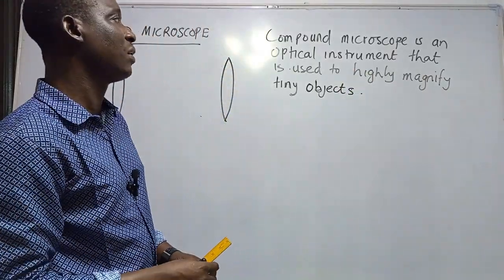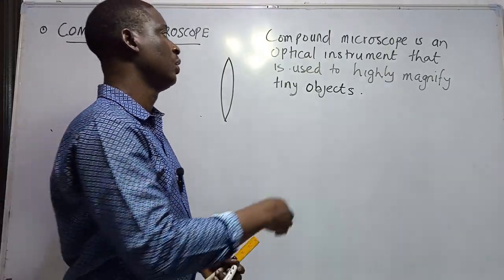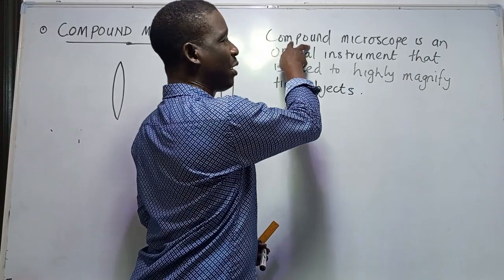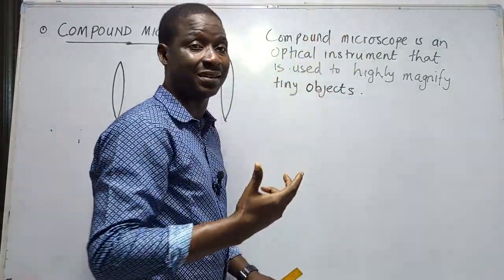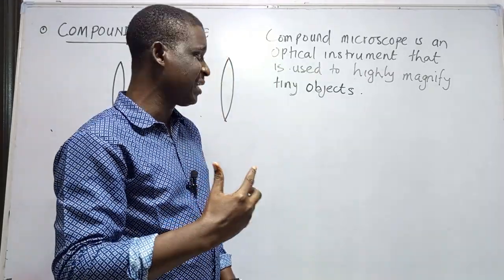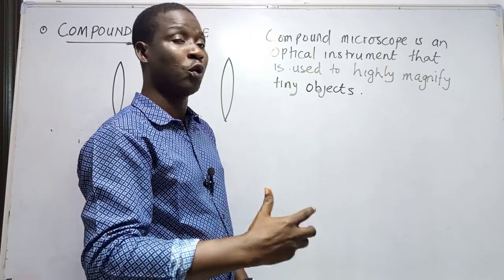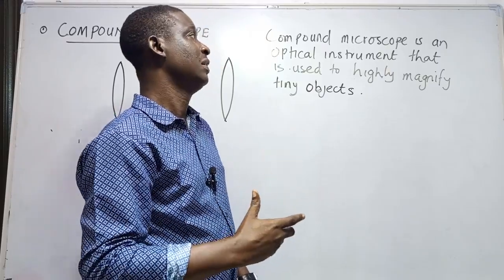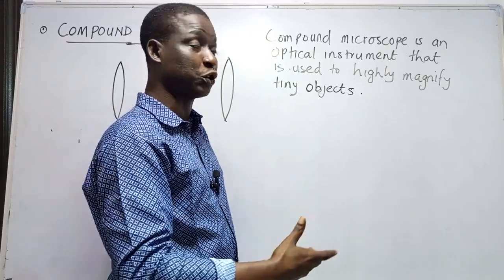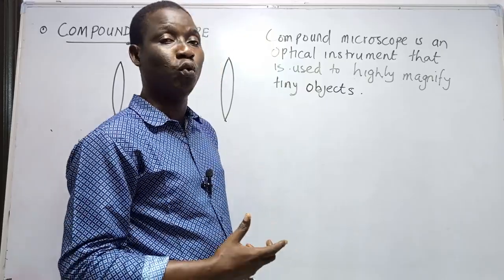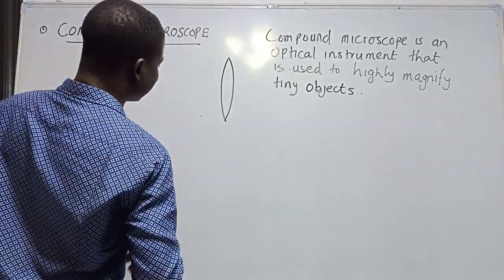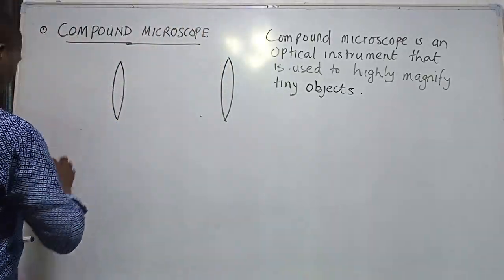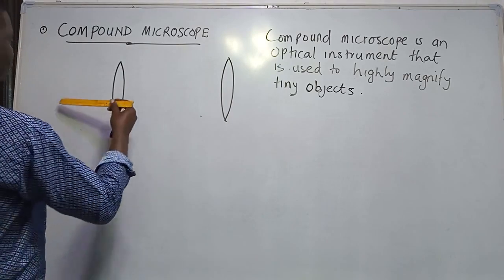So it's this magnification that we're talking about. Don't forget that the simple microscope cannot be compared to a compound microscope, in that a compound microscope gives a high resolution, or a higher magnification, compared to a simple microscope. Now let us do a sketch and let's see how it goes.